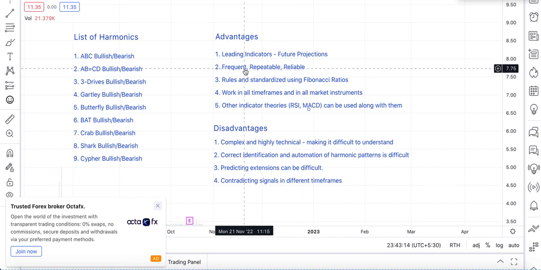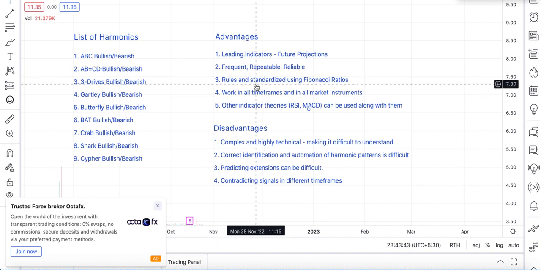And since they occur across different time frames, they are frequent, and they are repeatable, because in the same script, in a time span of 6 to 8 months, you will see these harmonic patterns existing multiple times in these 6 months. So because they occur in the market very frequently and are reliable, they give you more chances of entering the market and making profits.